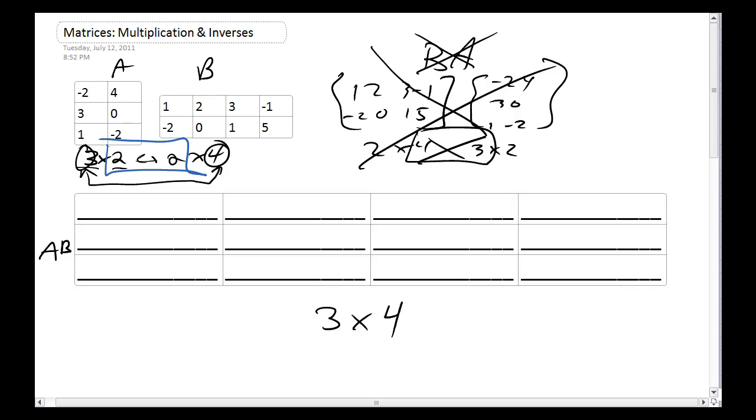Here's how the matrix multiplication process works. This first spot is in the first row and the first column. I pick the rows based on the first matrix. I pick the columns based on the second. And here's what I've got. I get negative 2 times 1 plus 4 times negative 2.